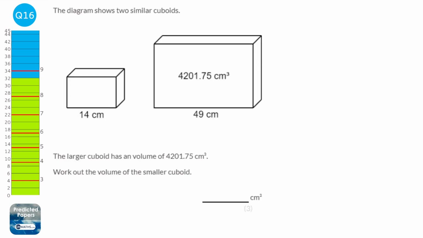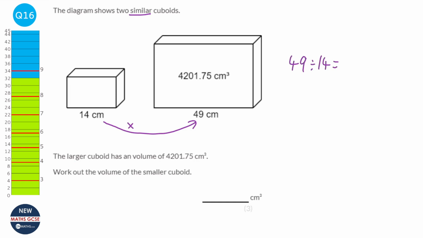So we're told that the two cuboids are similar, which means we can have a scale factor, and we can work out the linear scale factor straight away to find out what we times the 14 by to get to the 49. We're going to do 49 divided by 14, big one divided by small one, and that gives us 3.5. Okay, so we times it by 3.5. So 14 times 3.5 is 49.